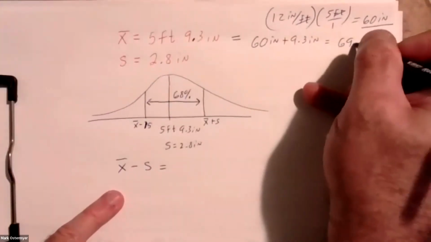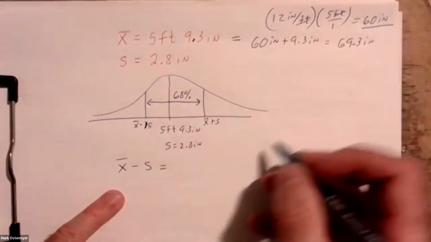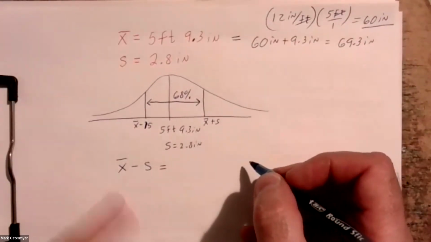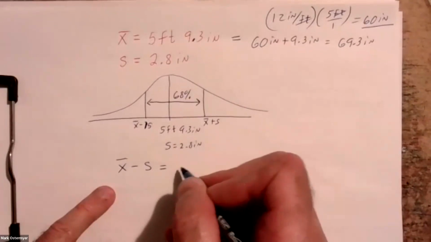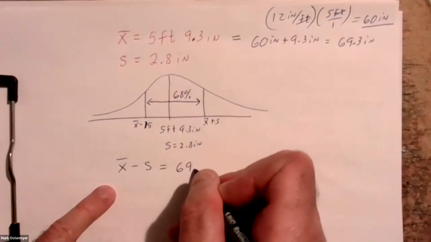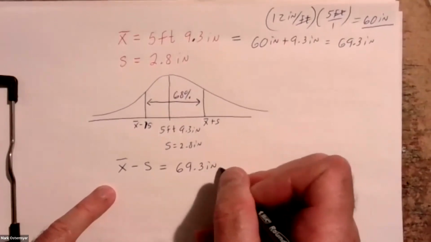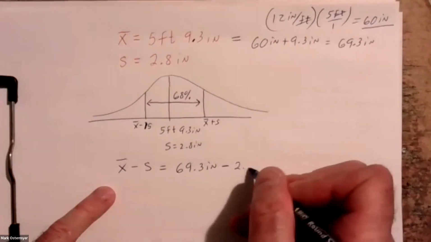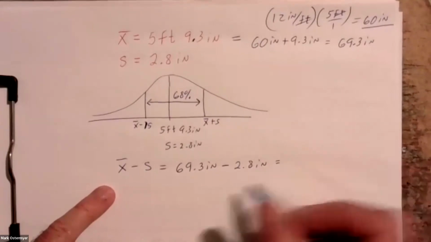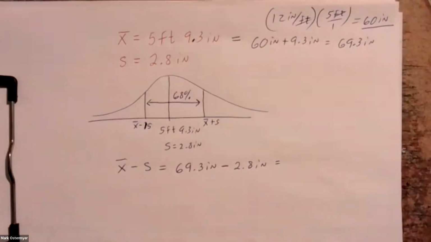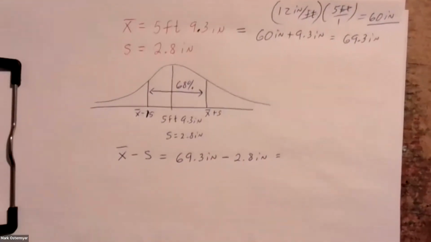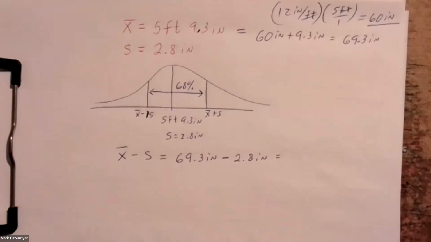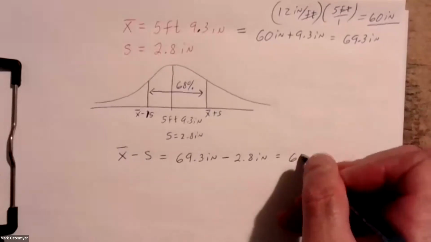That gives us 69.3 inches. You agree? So that would be the mean of this distribution, 69.3 inches, minus, what's the standard deviation? 2.8 inches. So what's 69.3 inches minus 2.8 inches? 66.5 inches.